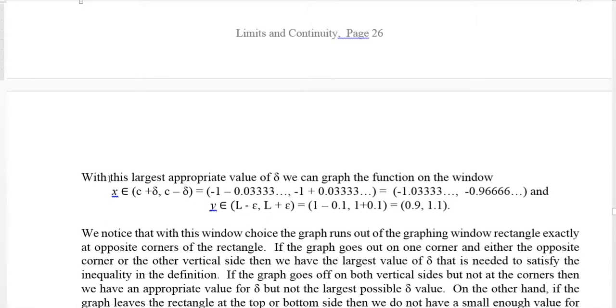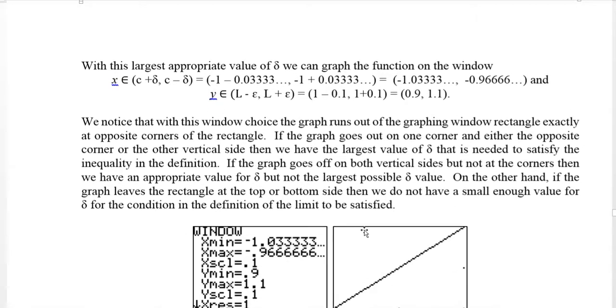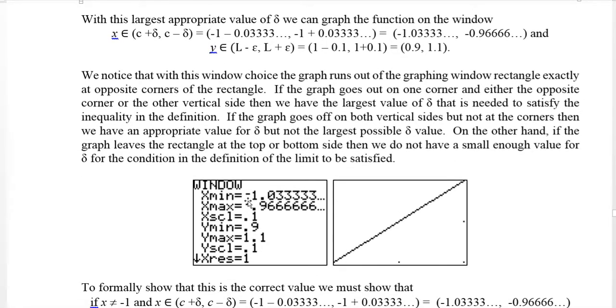All right, so with this largest appropriate value of delta, now we can make our window. We want x going from c minus delta to c plus delta, which is here, the same x as we just came up with. And the y's go from L minus epsilon to L plus epsilon, which is here. So then we graph it on that window, with x min, x max, y min and y max, just like we had. The y min is L minus epsilon, the y max is L plus epsilon, the x min is c minus delta, the x max is c plus delta. And what we should see is the graph leaving either one of these right at the corner, and the other either right at the corner or along the vertical sides, not the top or bottom.